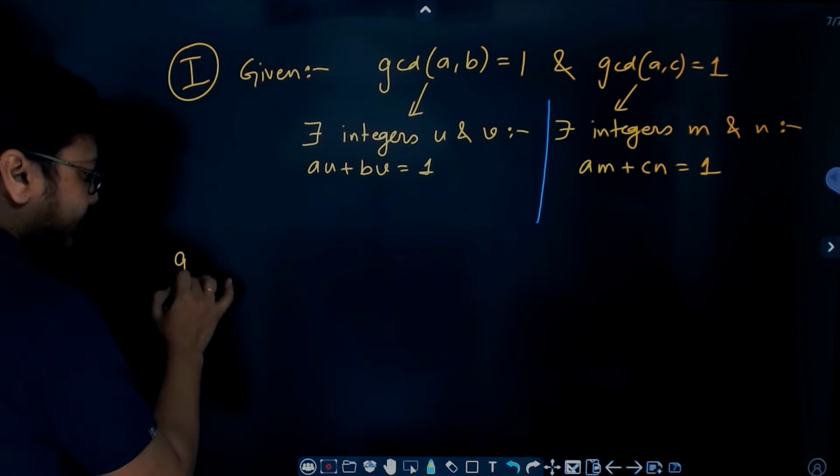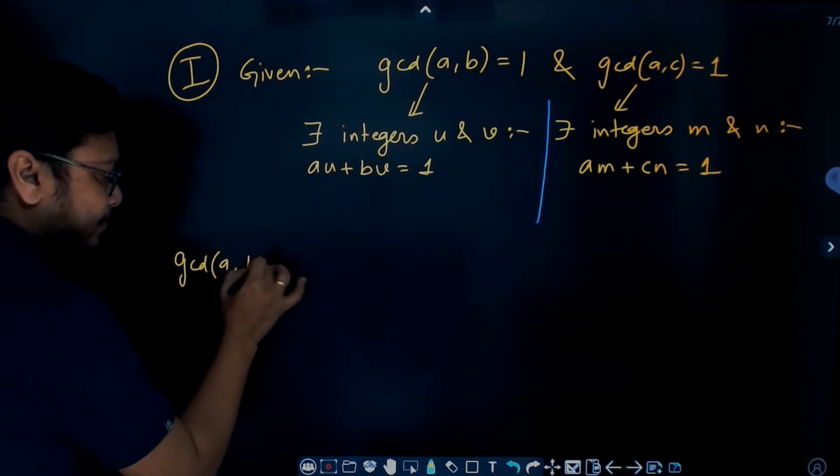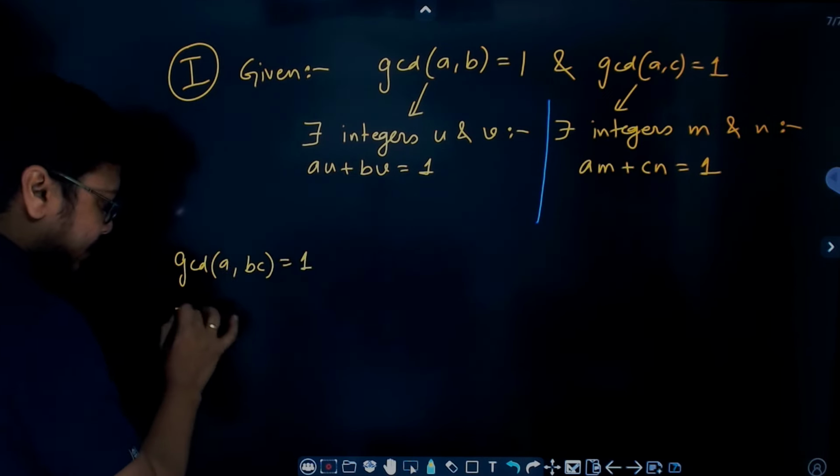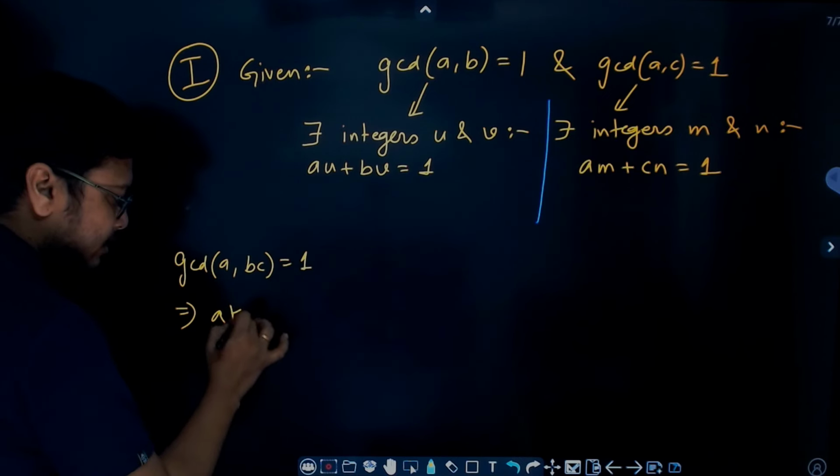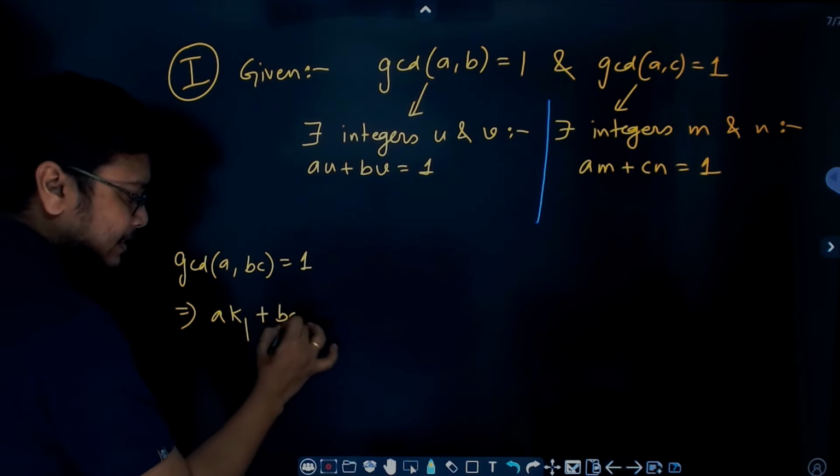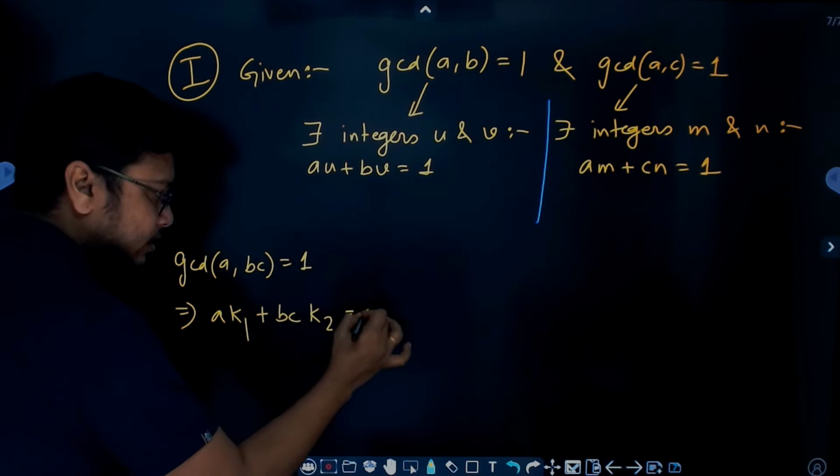So from these two equations, let's keep in mind what we are trying to prove. We are trying to prove that the GCD of A and BC is 1. So that means we are trying to prove that A times some integer plus BC times some integer is equal to 1.